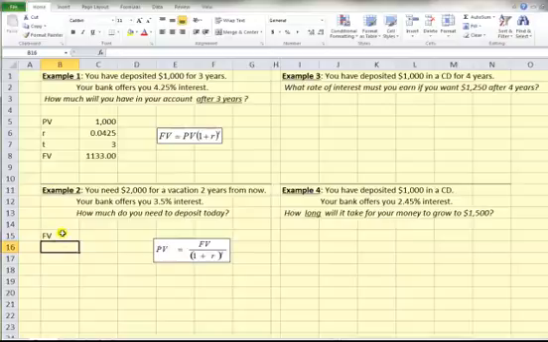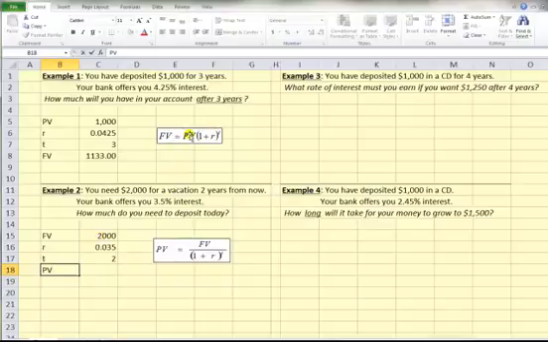So in this problem, $2,000 is what you need 2 years from now. That's a future value. So future value is $2,000. Your bank offers you a 3.5% interest. 3.5% is 0.035. You have 2 years in hand, so t equals 2. This time you have to calculate present value.